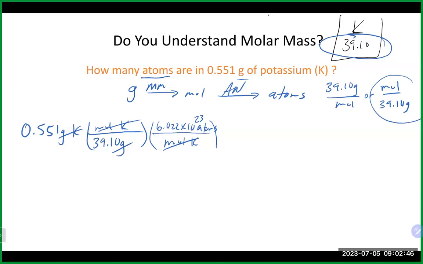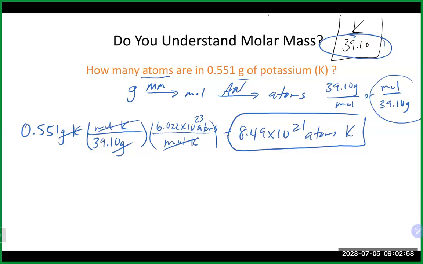going to get us an 8.49, looks like maybe, times 10 to the 21. The units here would be atoms of potassium. Any question on any of those steps? So again, molar mass from the periodic table, Avogadro's number to take us the rest of the way.